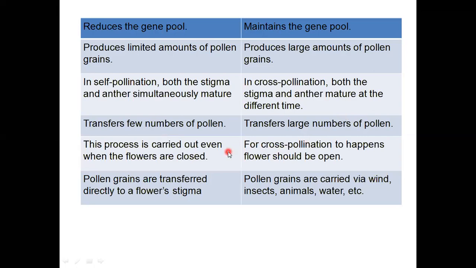Self-pollination is carried out even when the flowers are closed, which is known as a cleistogamous flower. And for cross-pollination to happen, the flower should be open, meaning it is a chasmogamous flower. Pollen grains are transferred directly to a flower's stigma, and here the pollen grains are carried via wind, insects, animals, and water.